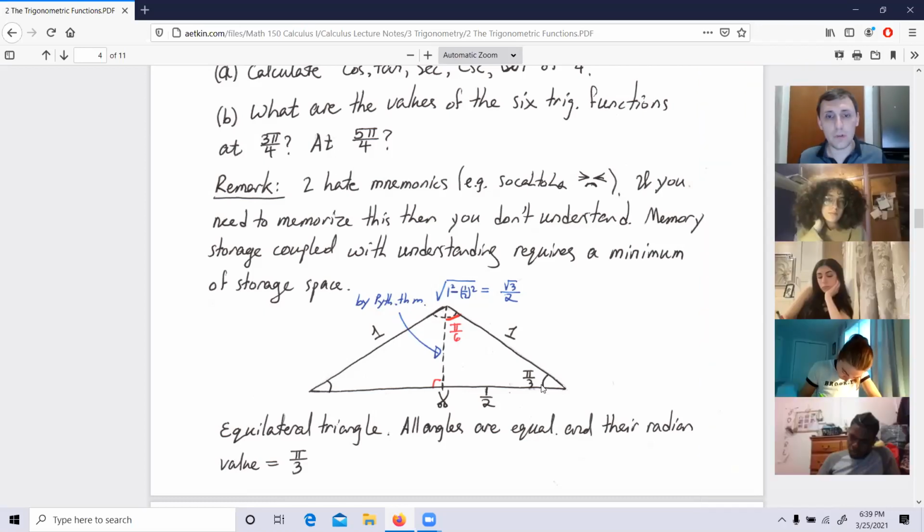So this angle is pi over 3. Now I cut the triangle in half. So what is this? This is pi over 6, because I cut everything in half, 90 degrees, right? Or pi over 2 radians. They cut it in half.